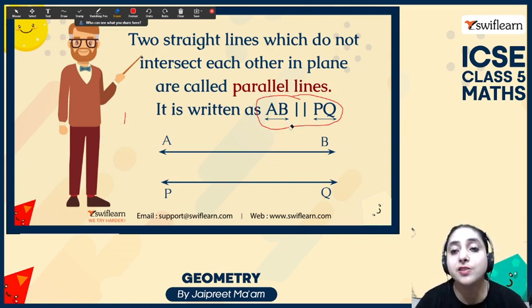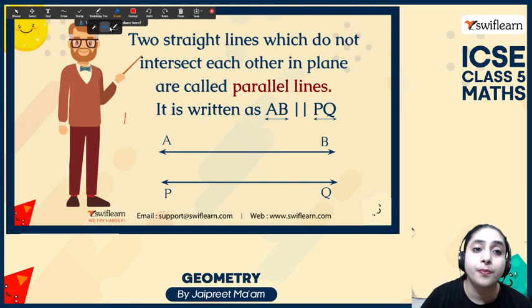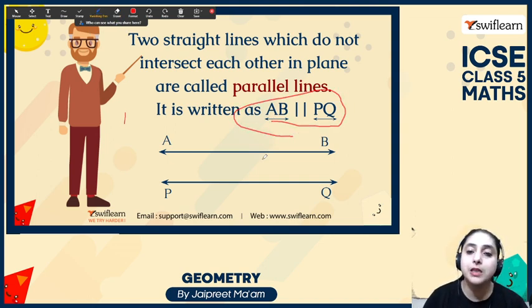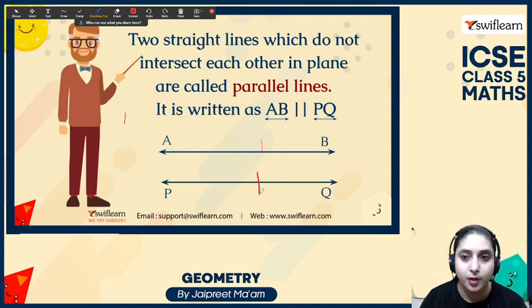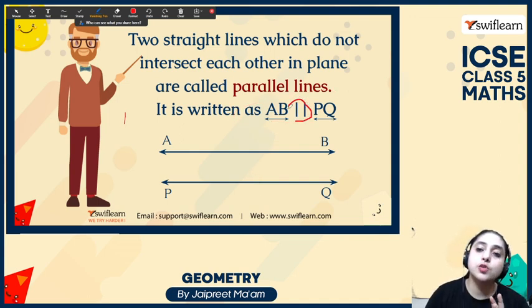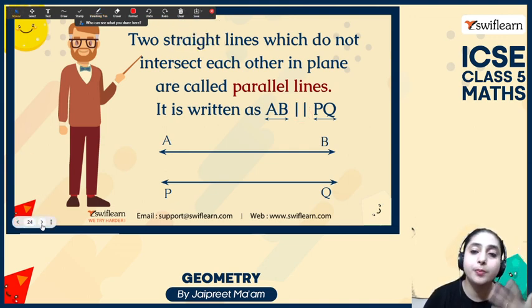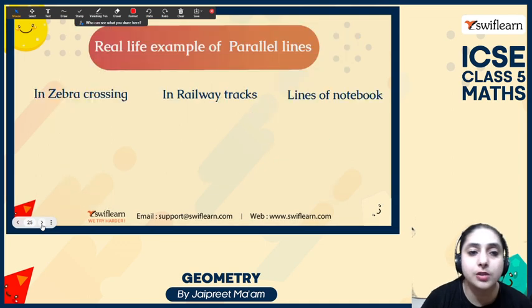जब भी आप देखेंगे, it's written like this: AB parallel to PQ. This means these two lines are parallel to each other. Okay, whenever you see these two standing lines between the two names, that means they are parallel to each other. This is a way of writing, the way of representation of parallel lines.